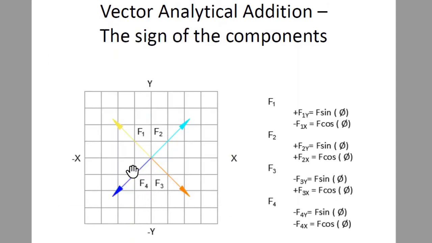And looking at force 4, we can see how if we start at the center of the graph at 0 and we move to the left of the number line, the x component will be negative. And if we move down, the y component would be negative. And we can find F4y is equal to F times the sine of theta, and F4x is equal to F times the cosine of theta.